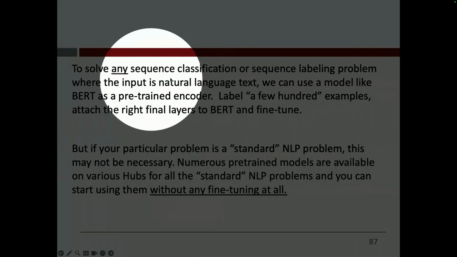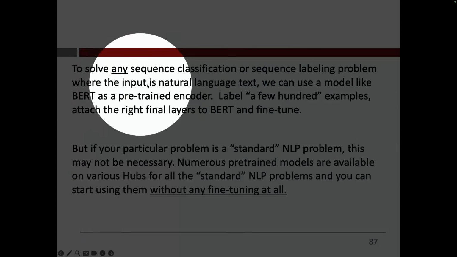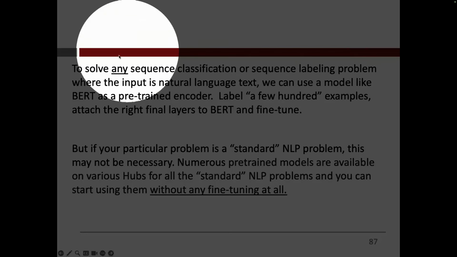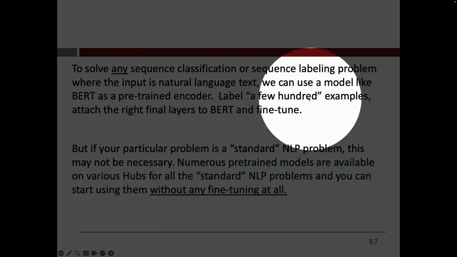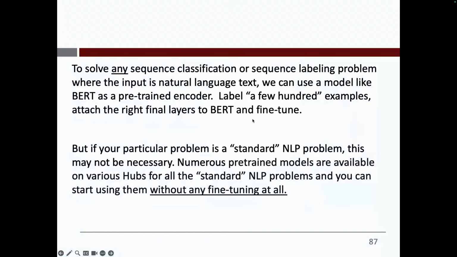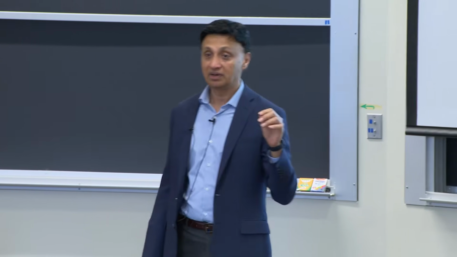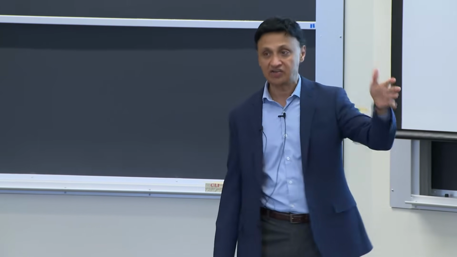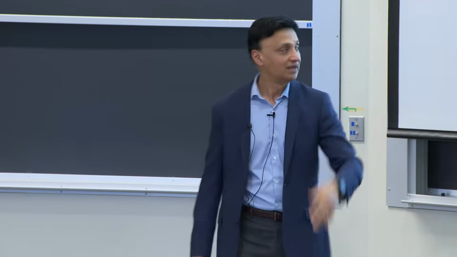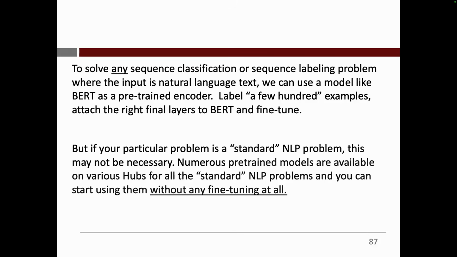So to solve any of these problems, classification or labeling, where the input is natural language, we can obviously use a model like BERT, label a few hundred examples, attach the right final layers, and fine-tune it, like we did for the ResNet. But if your problem is a standard NLP problem, you don't even have to do that. Because for these standard tasks, people have already pre-trained models, and so you can do all these things without any fine-tuning at all, literally out of the box.